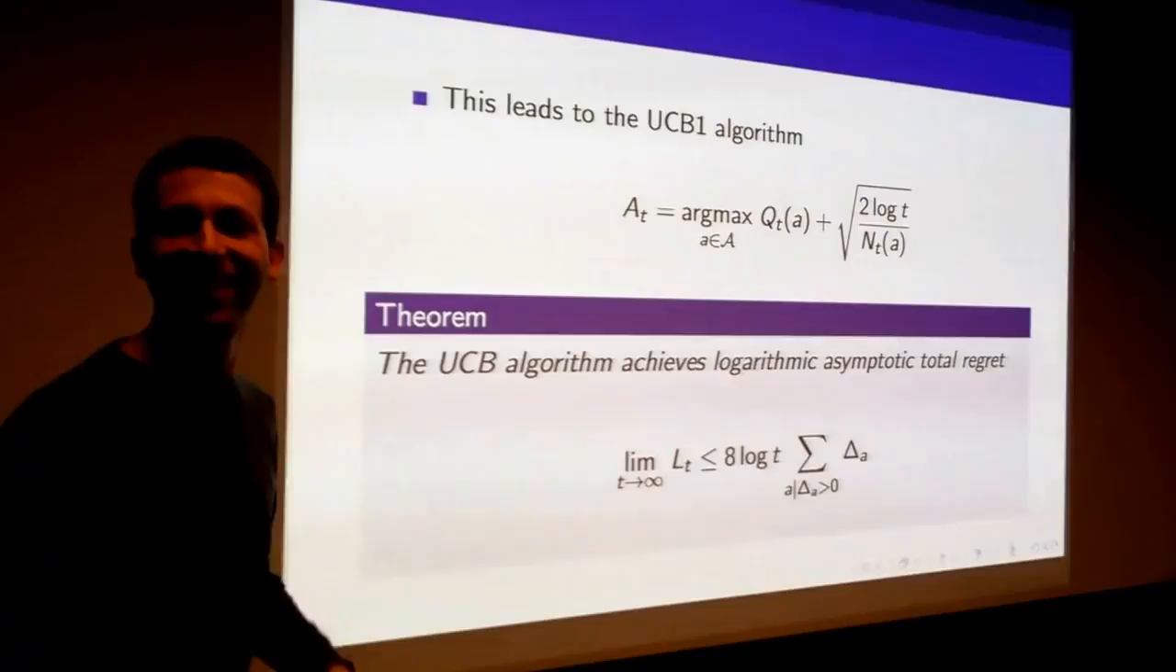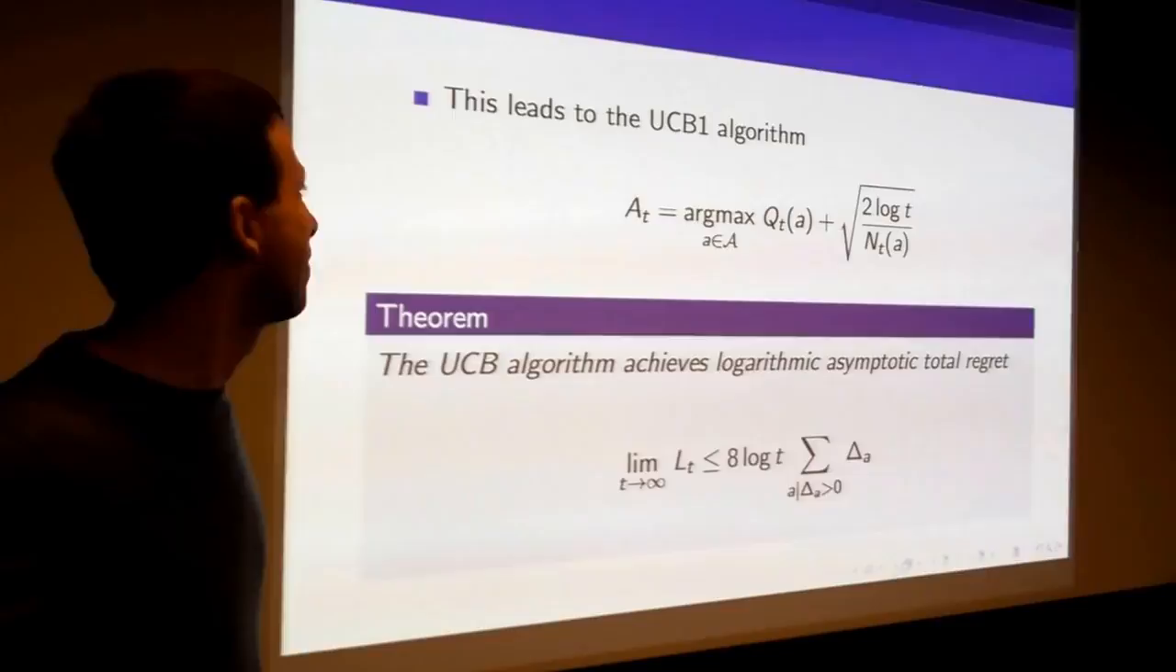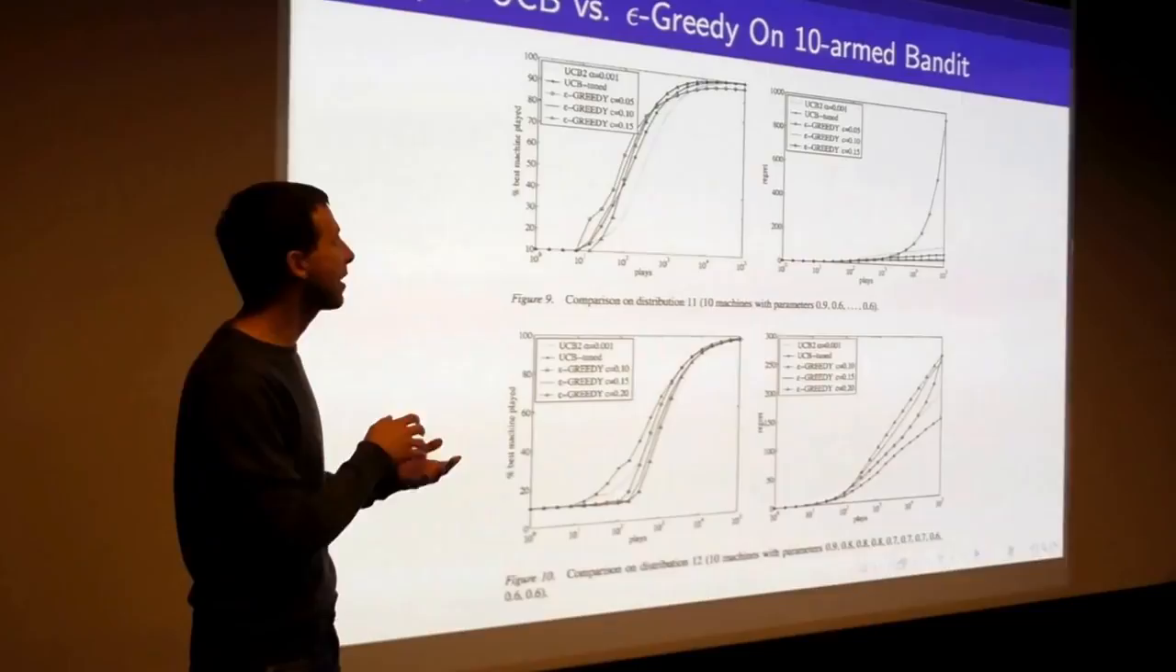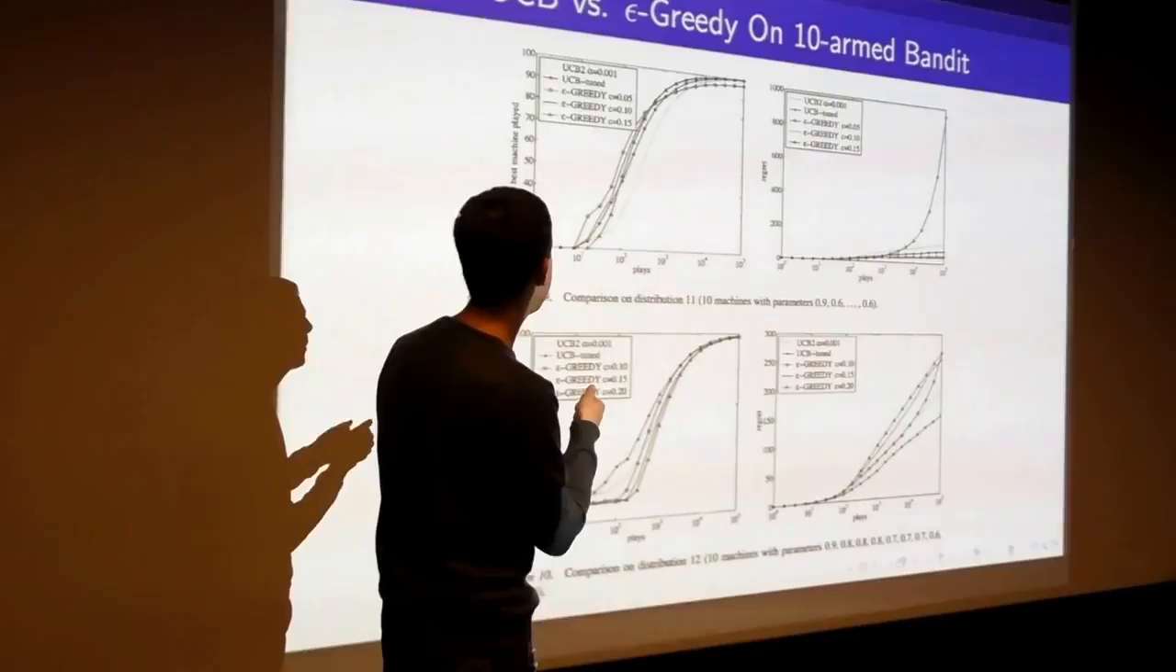Right. Okay. So it's an algorithm. How does it do in practice? So this is comparing UCB and Epsilon Greedy on a 10-armed bandit. And this 10-armed bandit has particular characteristics on the arms, and this is looking at different types of distribution.